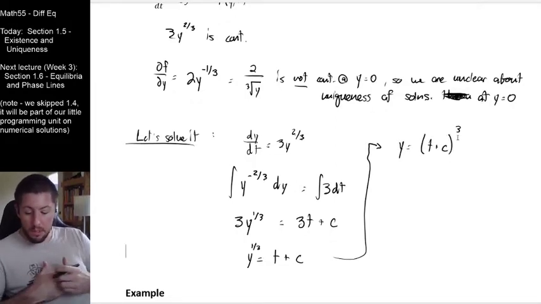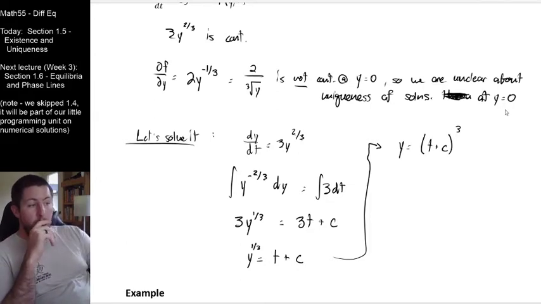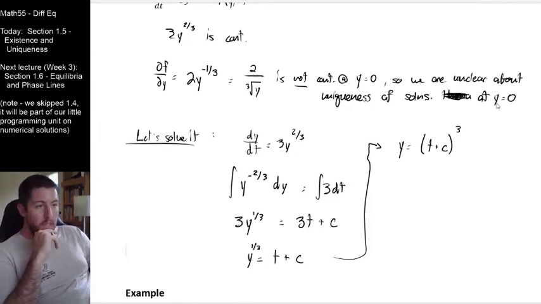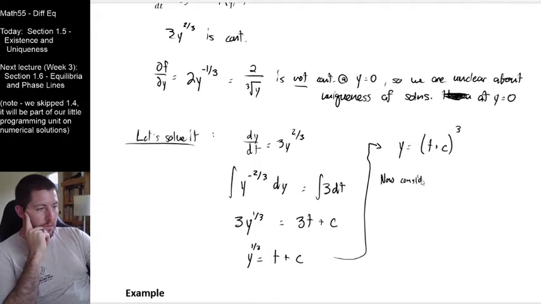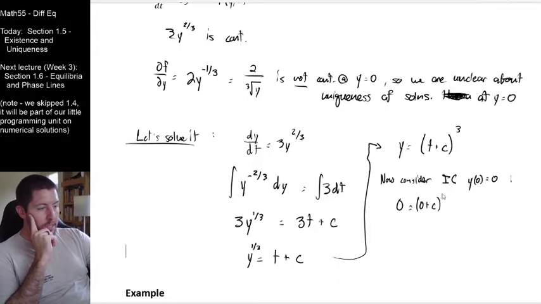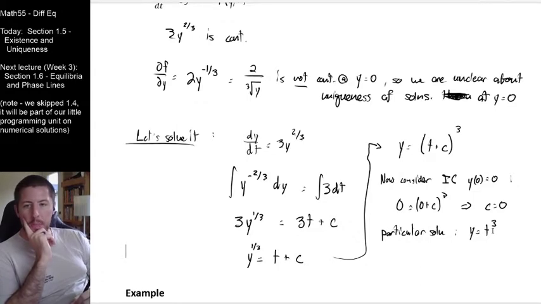So let's consider what's going on at y equals 0 now. Let's consider the initial condition y of 0 equals 0. If I do this, I get 0 equals 0 plus c cubed, and so it looks like c is just 0. So it looks like our particular solution is just y equals t cubed. That passes through (0, 0).